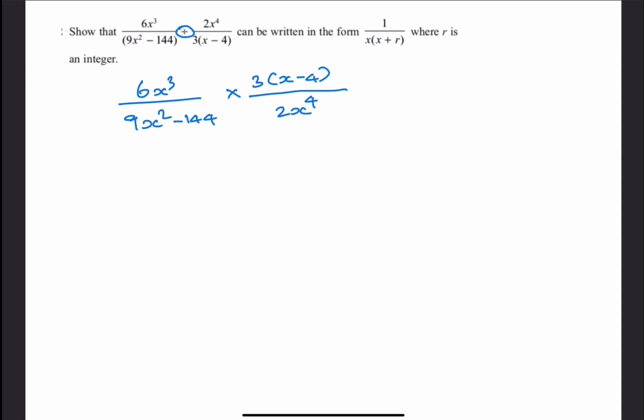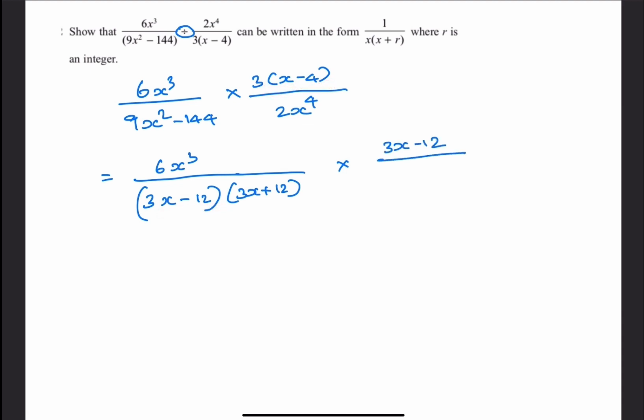So what is that going to be? 6x cubed. Remember, 9 is 3 squared, x squared is x squared, it's a difference of squares, so minus 144 is 12 squared. The other one is 3x plus 12. Remember, it's a plus and a minus because of difference of squares. Let's expand this: 3x minus 12, let's put a bracket, over 2x to the power 4. Okay, I can cancel this one and this one. Cancelled. What else? 2 gets cancelled with 6 and will give you 3.